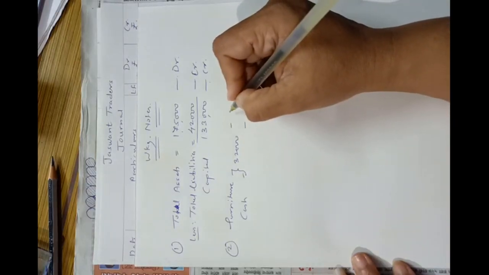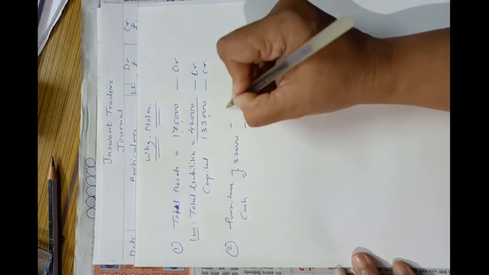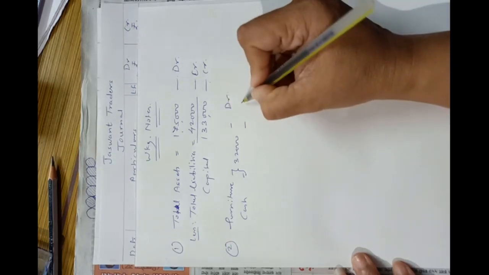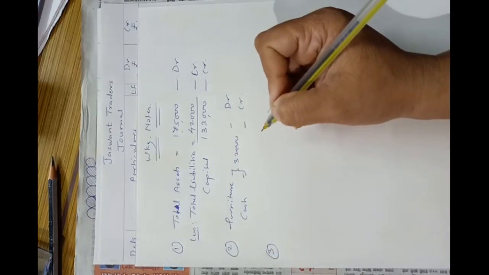Furniture, we are purchasing furniture. Furniture is coming into the business. As per traditional approach, debit what comes in, so furniture account will be debited. Cash goes out, so cash account will be credited. Okay. Now the next entry.